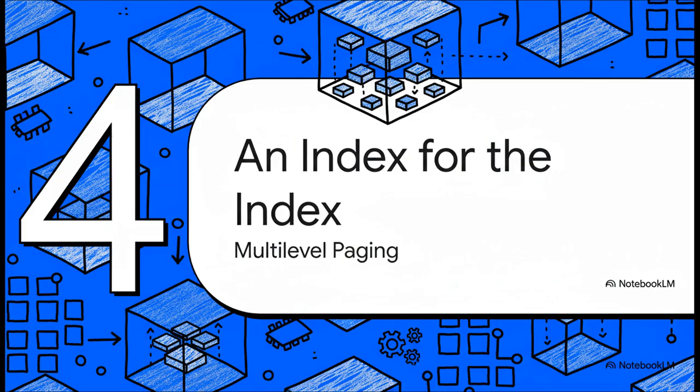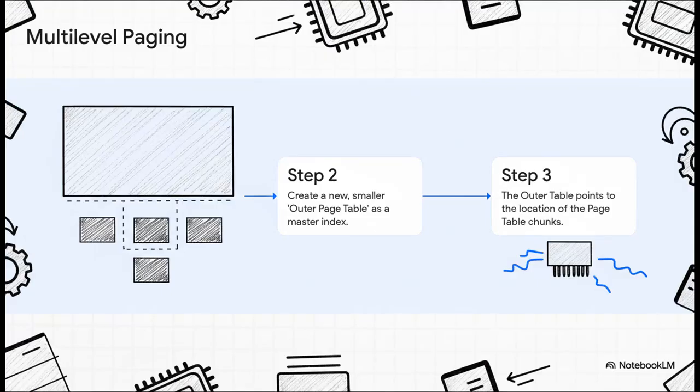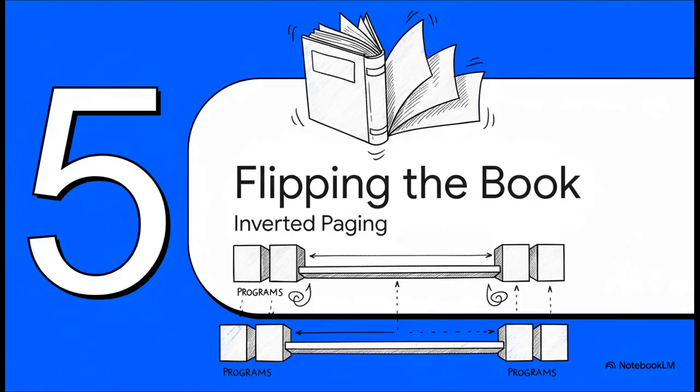The idea here is just brilliant in its simplicity. If your index is too big, you just create an index for the index. So here's how it works. You take that massive 2 megabyte page table and you chop it up into smaller pieces, where each piece is small enough to fit neatly into a memory frame. Then you create a new, much smaller master index called an outer page table. And all this little master index does is tell the computer where to find the different pieces of the main index. Simple, right? But there's another, much more radical way to solve this.